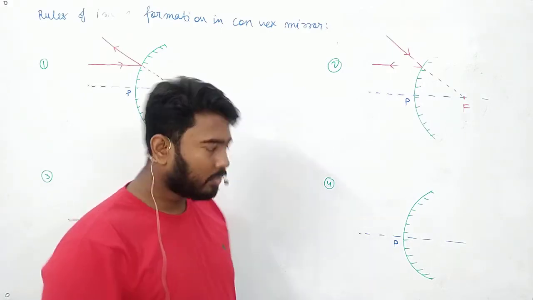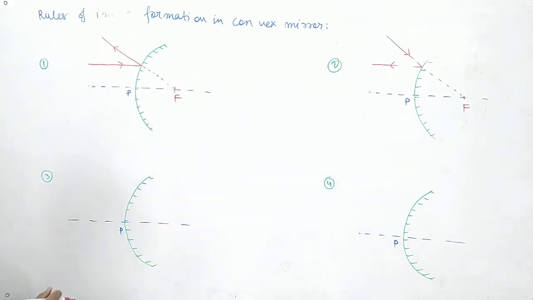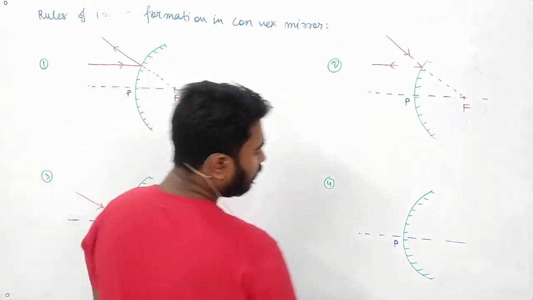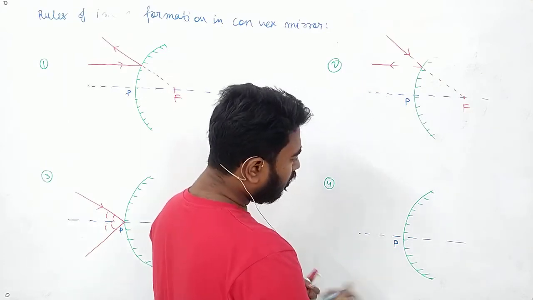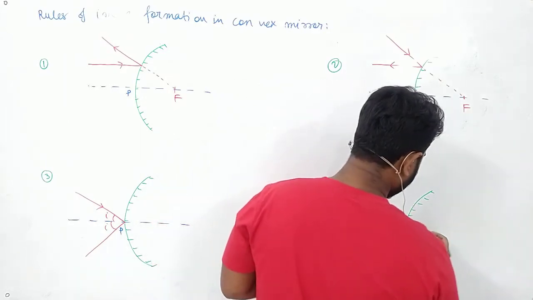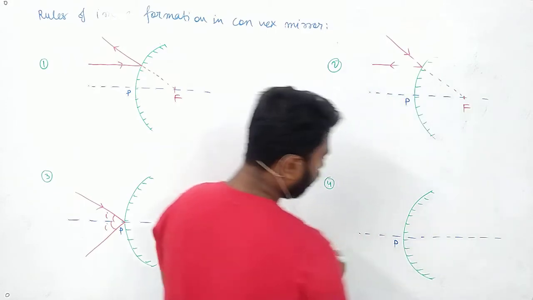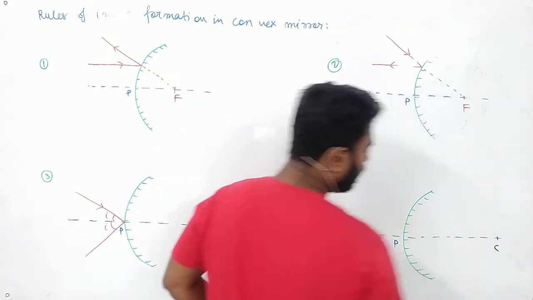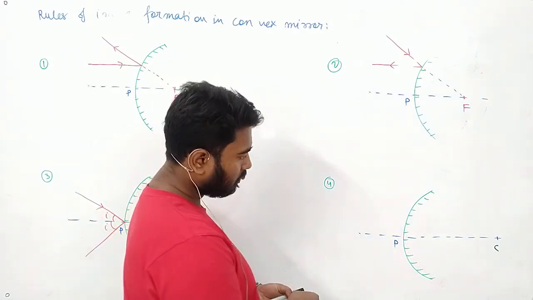Is that clear? Okay. Rule number 3: if a ray of light falls directly on the pole, it will make an angle i, then it will reflect back making the same angle i. Is that clear? And if a ray of light falls on the surface of the mirror such that it is aimed towards the center of curvature, what does that mean?